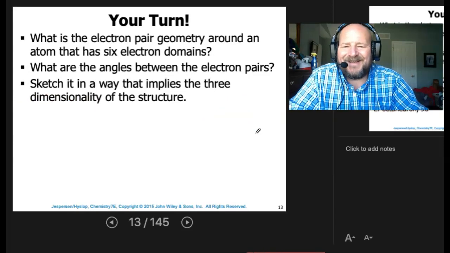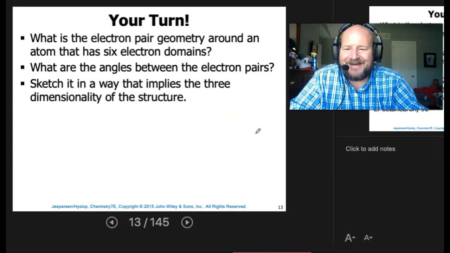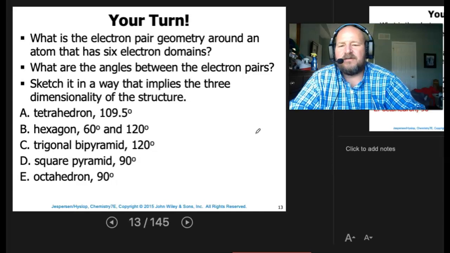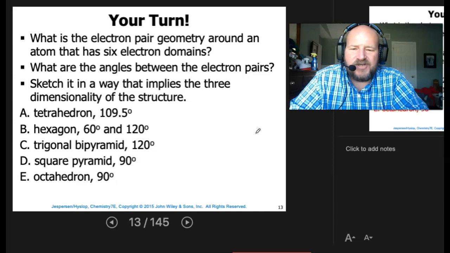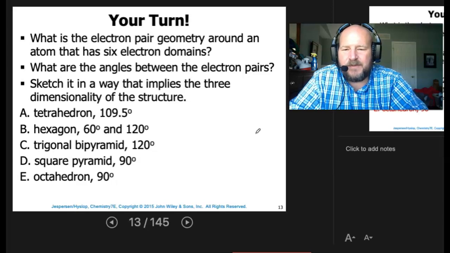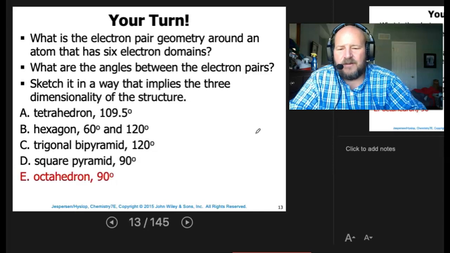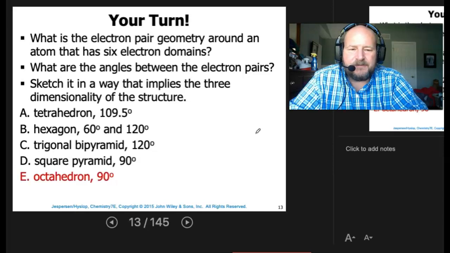All right, what is the electron pair geometry around an atom that has 6 electron domains? What are the angles between the electron pairs? Sketch it in a way that implies the 3-dimensionality of the structure. Well, that's going to be an octahedron, and it's going to be 90 degrees.